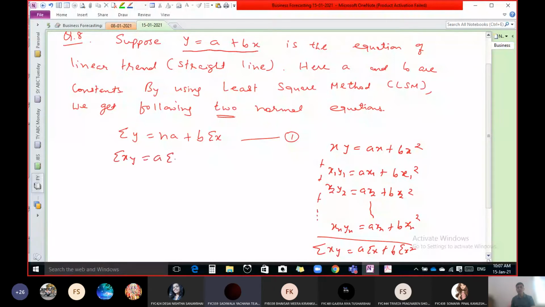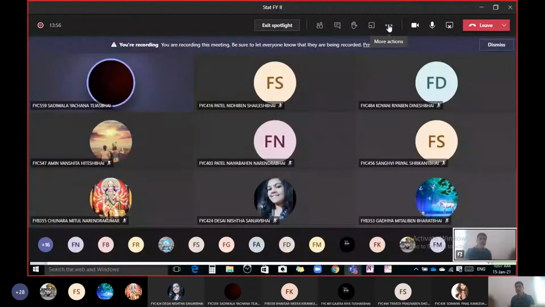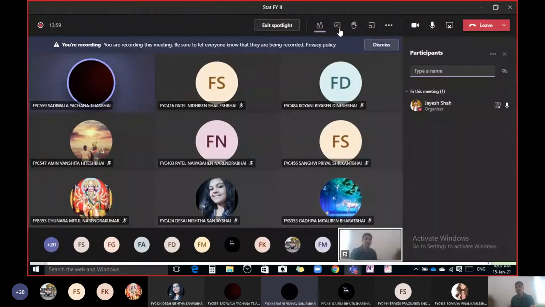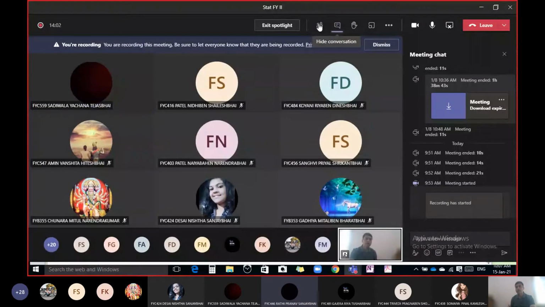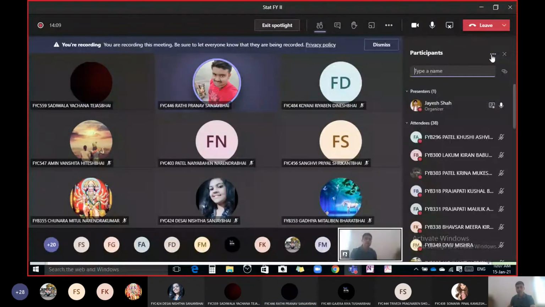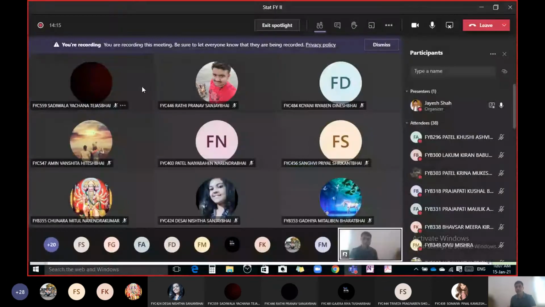You have to learn these two equations for the exam. You have to write these two equations directly in the exam. No need to explain anything like this.